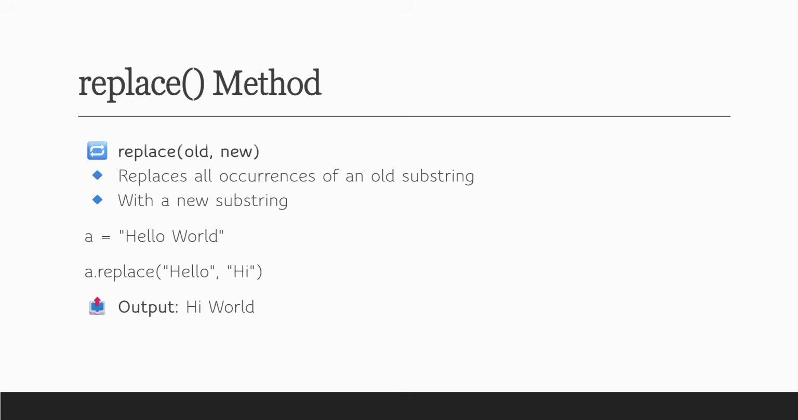Replace method. The replace method is used to replace one part of a string with another. It searches for the old word or character and replaces it with the new one. Here, the word hello is replaced with hi.